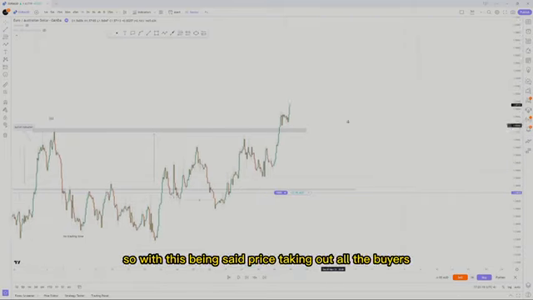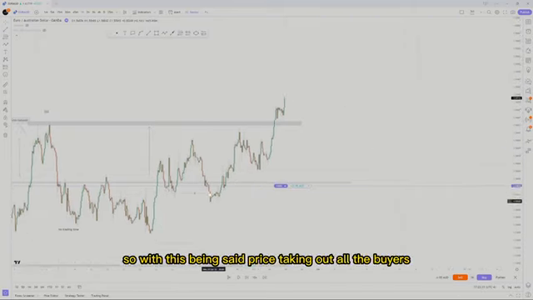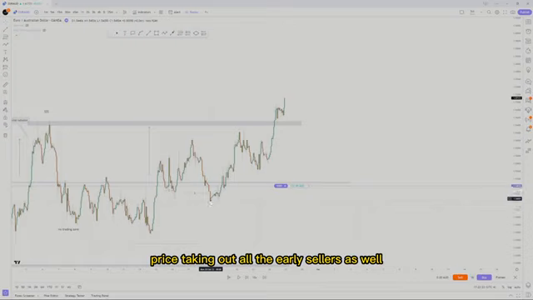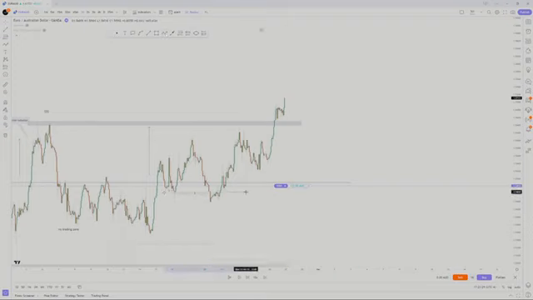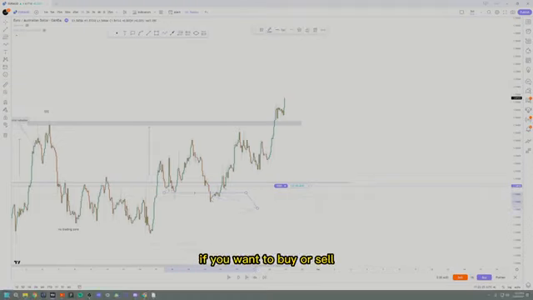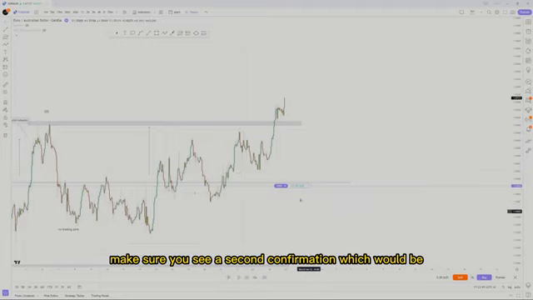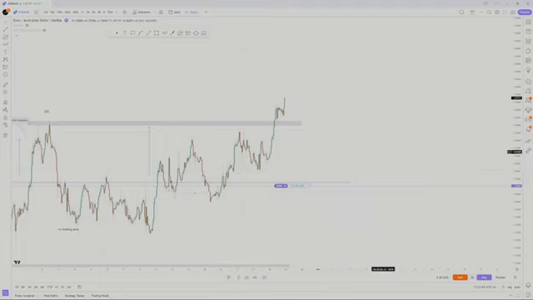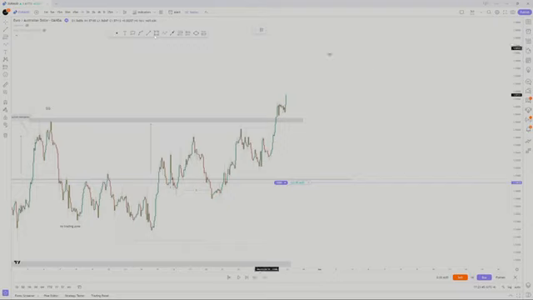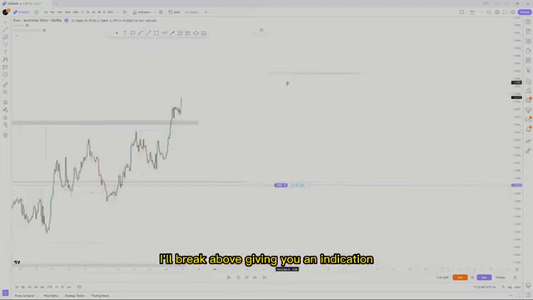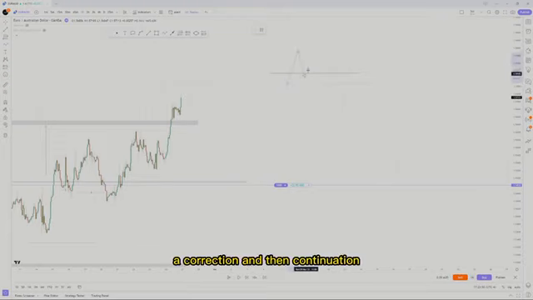sessions. So with this being said, price taking out all the buyers, price taking out all the early sellers as well, because price broke a low, so they would have been thinking, oh, since it broke this low right here, as you can see, it only broke this low once. It didn't come back around. So that's what I'm saying. If you want to buy or sell, make sure you see a second confirmation, which would be a break above, giving you an indication, a correction, and then continuation.